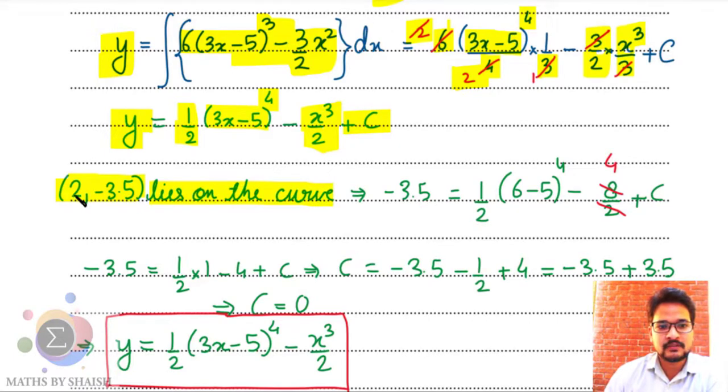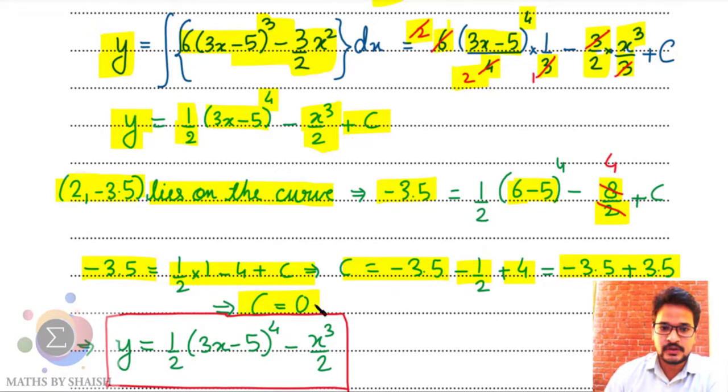So when this point lies on the curve, we can substitute these values. Y becomes minus 3.5, x becomes 1, so we get 3 1 3; x becomes 2 here, 3 2 the 6 minus 5. So when we substitute these values, we will solve minus 3.5 equals this, and c becomes minus 3.5 minus half plus 4, which is going to be 0.